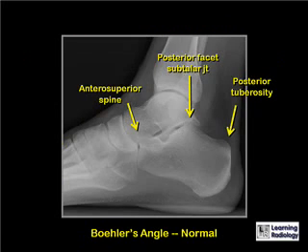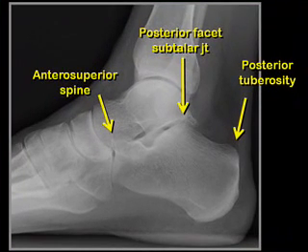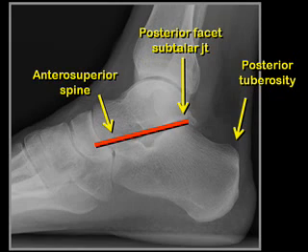These are the landmarks on the superior aspect of the calcaneus, which enable us to measure Bowler's angle, which is an important angle in determining the degree of depression of the calcaneus. A line is drawn from the anterosuperior spine of the calcaneus to the posterior facet of the subtalar joint, which is the highest point of the calcaneus.